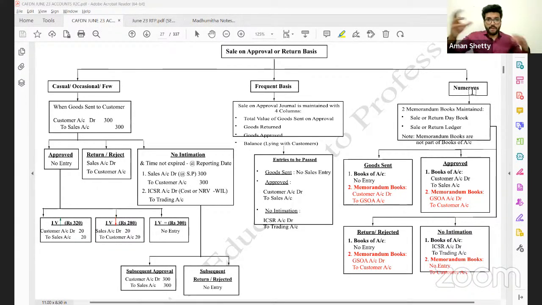Next, when it is approved, obviously you have to record the sale transaction. So customer account debit to sales account is recorded in the books of account. In memorandum books, you no longer need to trace this transaction, because it is approved and it should move out of my memorandum books as it is entering my books of account. So you will reverse the transaction: goods sent on approval account debit to customer account. Do you understand this transaction?